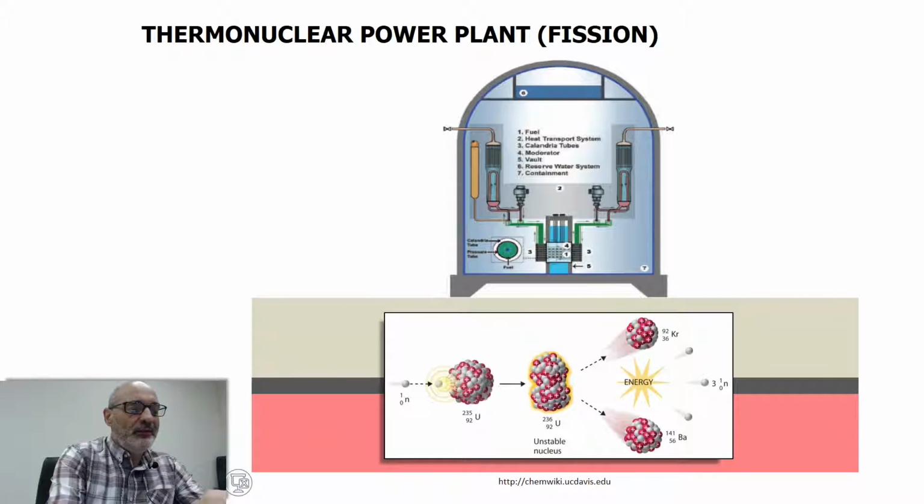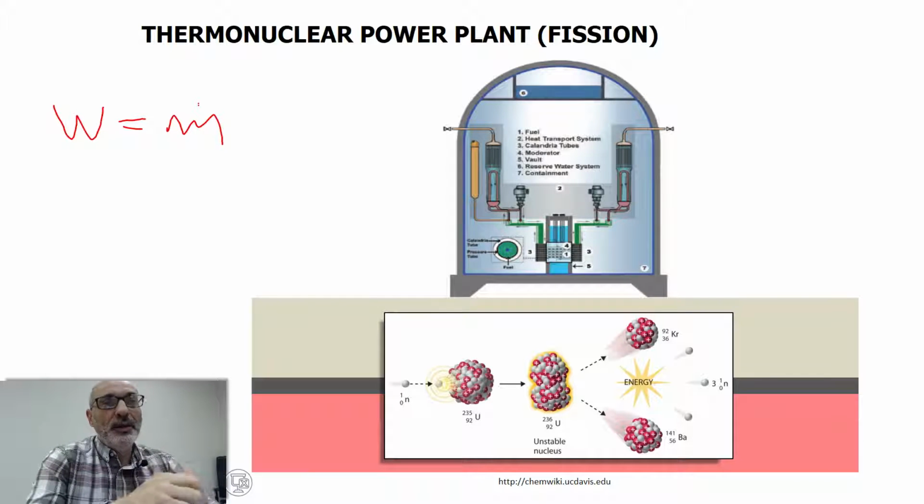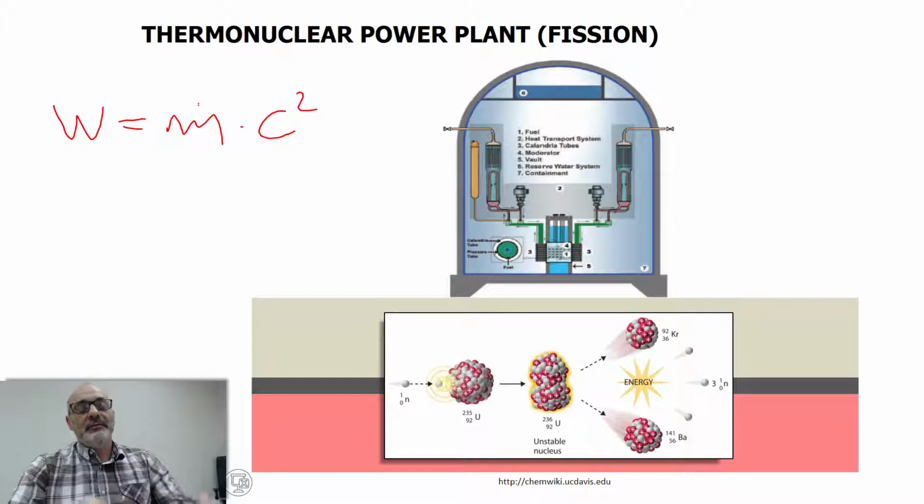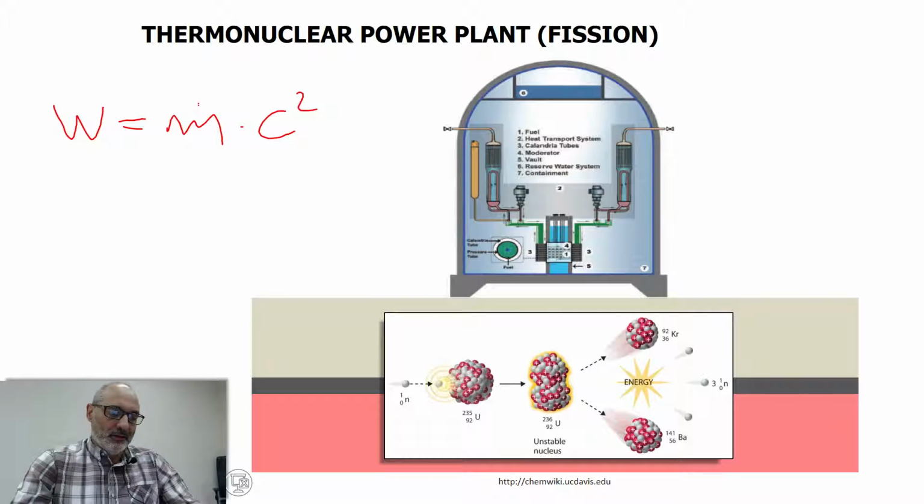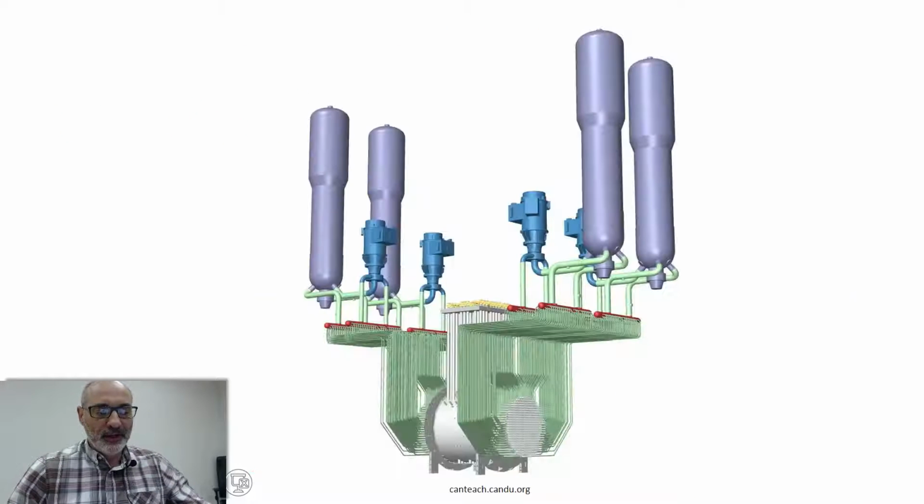This amount of energy, let's say this power, this rate of energy release, is related to the rate of mass destruction multiplied by the velocity of light squared. So you see that the amounts of energy involved are very, very big. So that's a very important energy source.